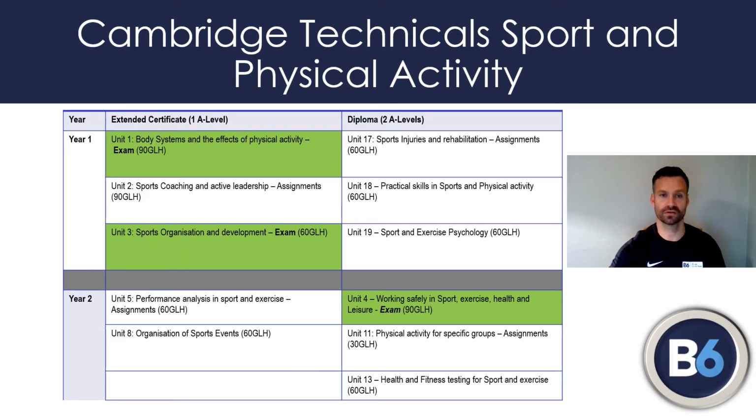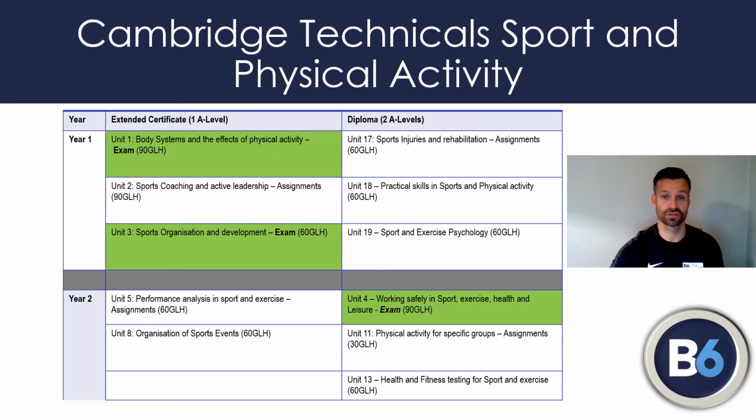Within the Cambridge Technicals plan, you'll see within the extended certificate, which is for one A level, there are 5 units that have to be covered. These consist of Unit 1, Body Systems, Unit 2, Sports Coaching, Unit 3, Sports Organisation and Development, and then 2 further units. We currently cover Unit 5, Analysis in Sport, and Unit 17, Sports Injuries. As you'll see from the highlighted green, there are 2 units which are examined. These will be sat in the May and once again in the January.